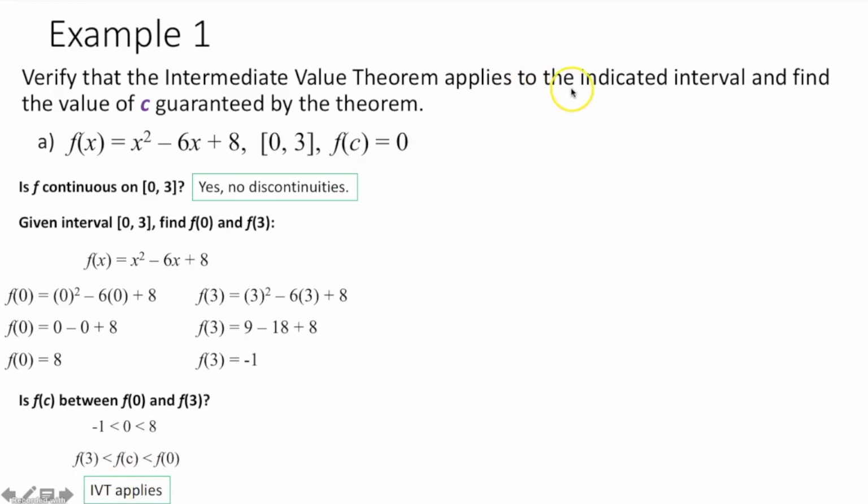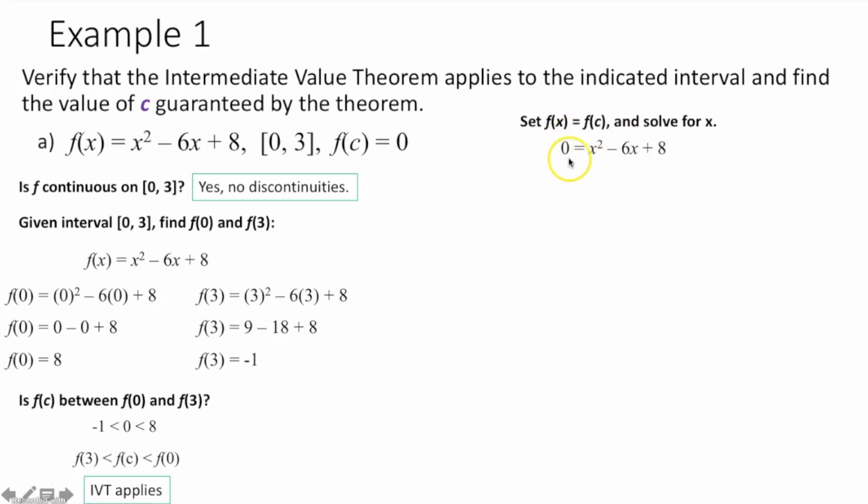Next, in the problem it says, find the value of c guaranteed by the theorem. So in order to do that, what we're going to do is take f of c, which is 0, and set it equal to our function, f of x. So we need to figure out what values of x would cause this function to equal 0, to give us that y value.